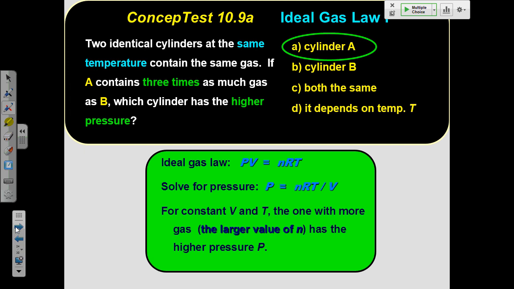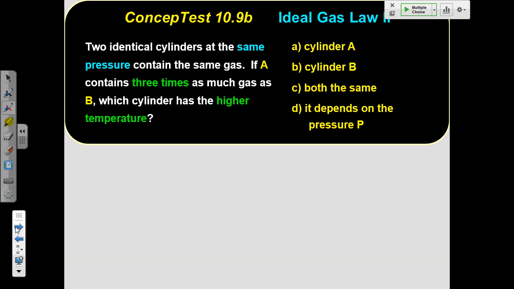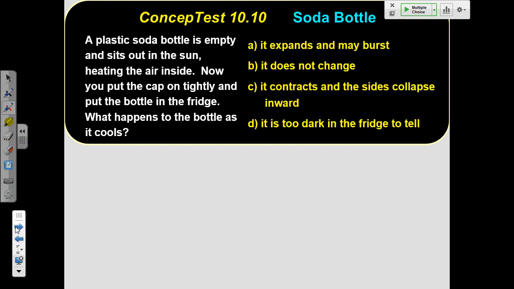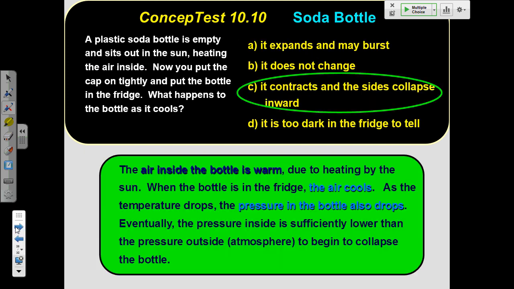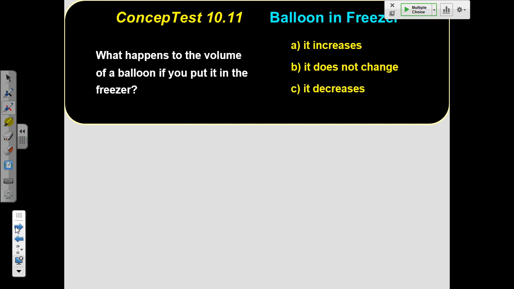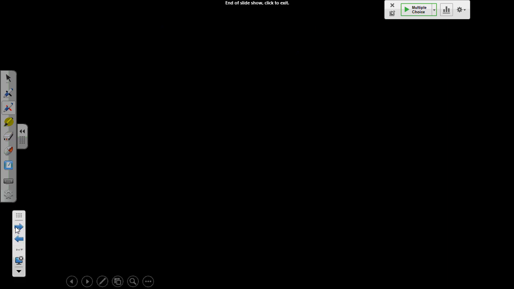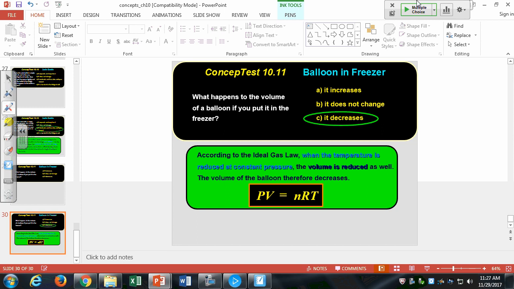That's A for 10.9. 10.10 is B. 10.10 is C, and 10.11 is C. All right, but I'll post those on the website under the concept test soon.